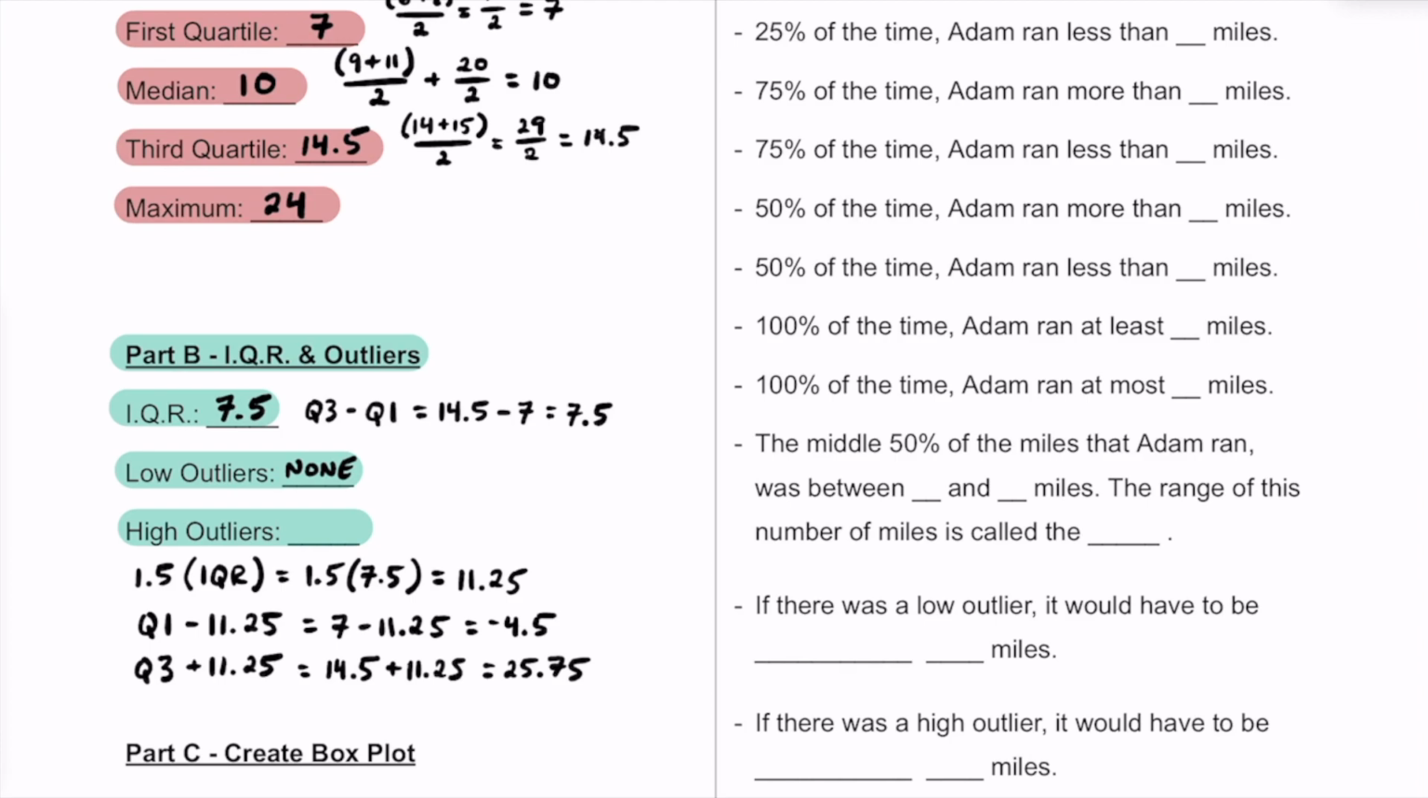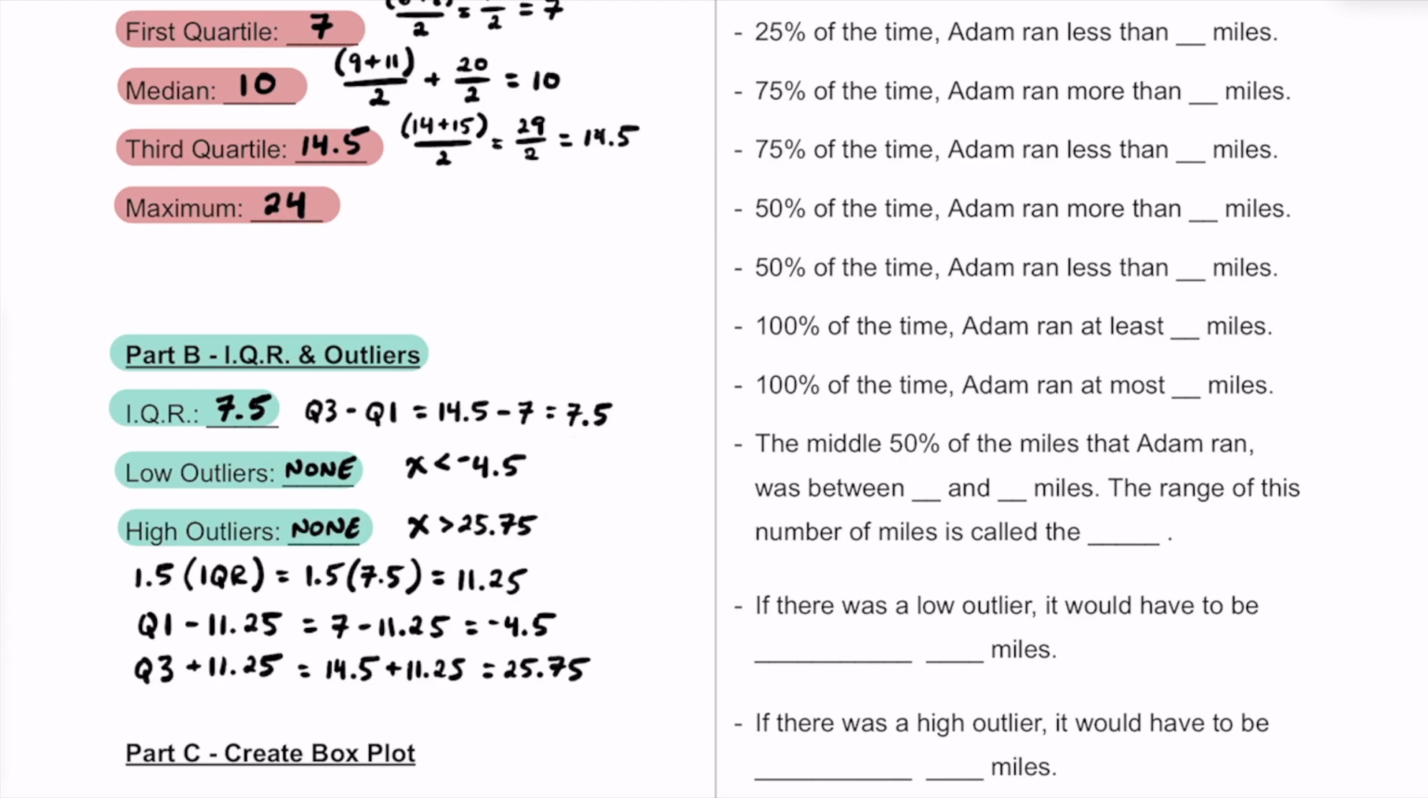Now it looks like our greatest data point here is 24 miles. That's 24 miles in a week. So that's less than that. So we're going to say there's going to be no high outlier. So to figure out if there was a low outlier, we would have to say that X, let's just say X would represent the amount of miles that Adam ran in a week, would have to be less than negative 4.5. Or to be an outlier on the high end, X, the number of miles that Adam would run, would have to be greater than 25.75. So since we don't have any data values that are lower than this negative 4.5 or higher than this 25.75, we don't have any outliers for this problem.